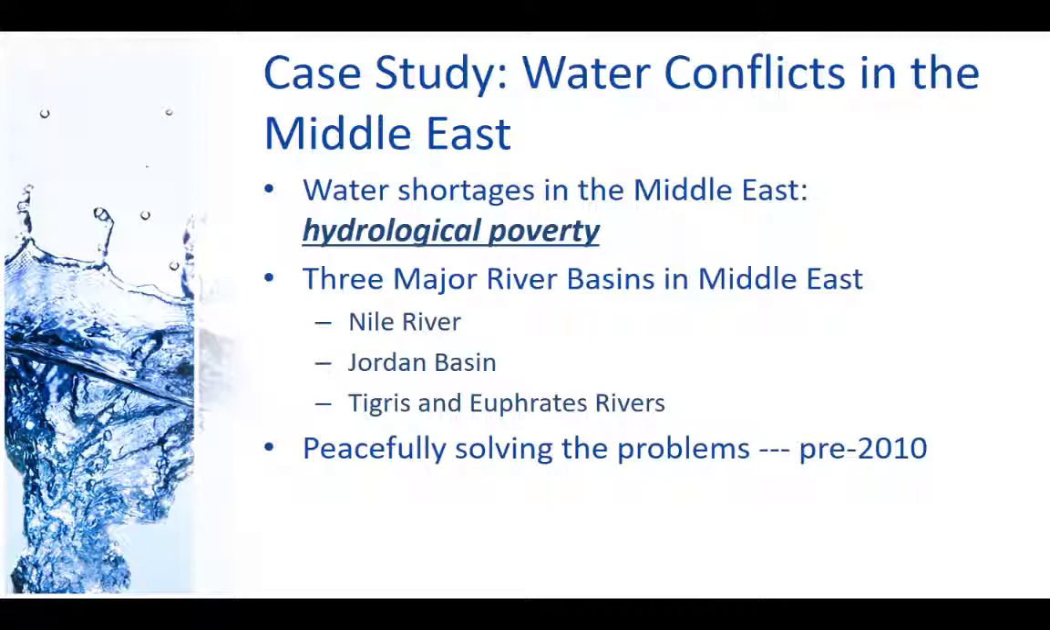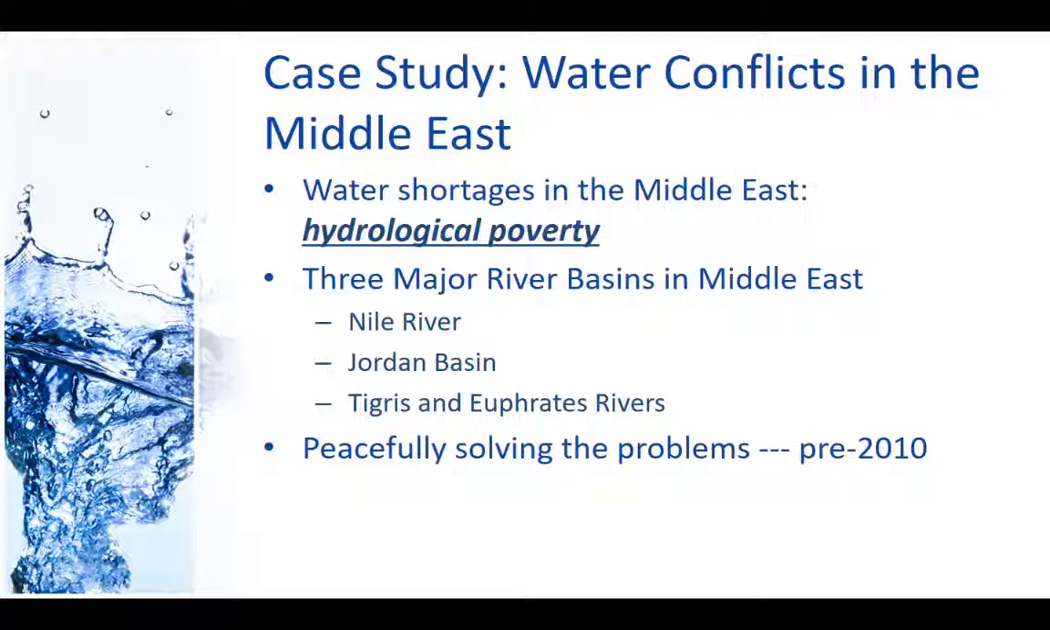Water shortages in the Middle East produce what is known as hydrological poverty. This is essentially not having enough available water. And there are three major river basins in the Middle East: the Nile River, the Jordan River, and the Tigris and Euphrates rivers. Those are the ones that are in what was Babylon, okay, mostly in like Iraq. And so far, there have been some fairly peaceful problem solving if we start thinking about pre 2010. But in more recent years, it's becoming more fierce because more and more people are beginning to realize that this is becoming a scarce resource.